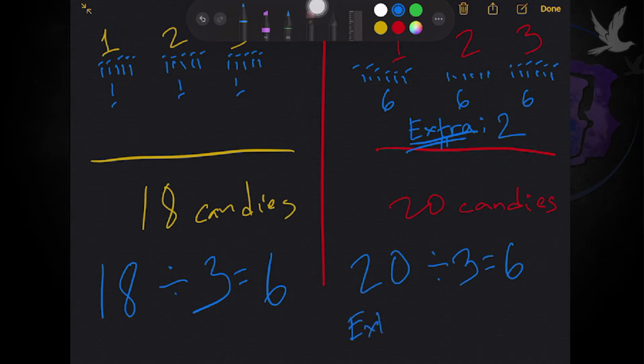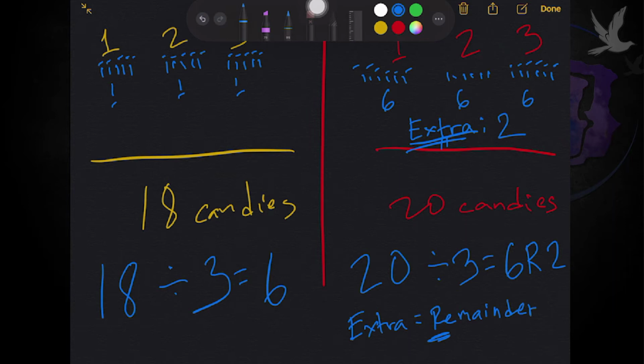Extra in real life, in mathematical terms, means remainder. And the remainder is noted as an R in division. So we can safely write an R, a big R or a small r, and write the extra amount of candies left. So that's 2. So we can now say that 20 divided by 3 is 6, remainder 2.